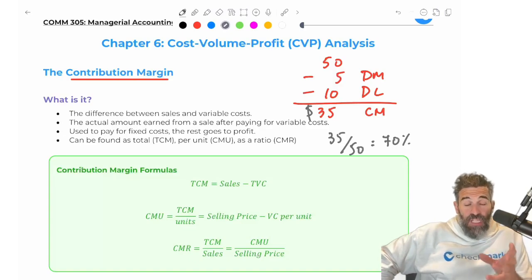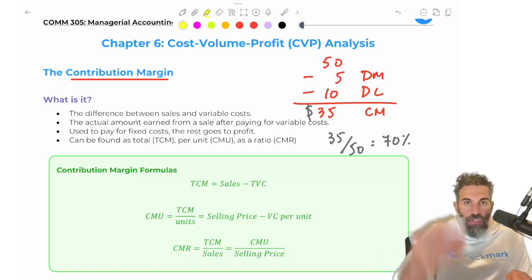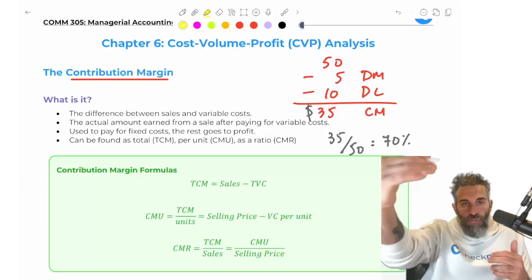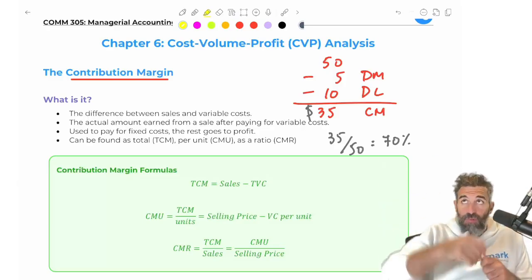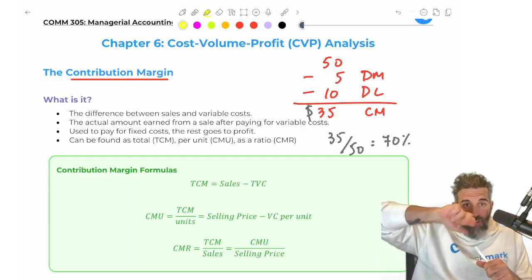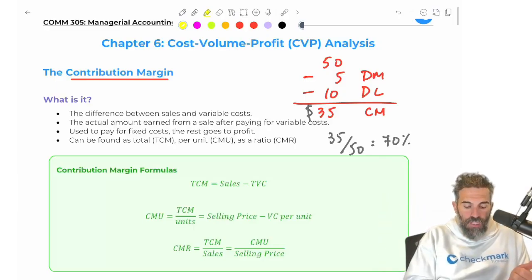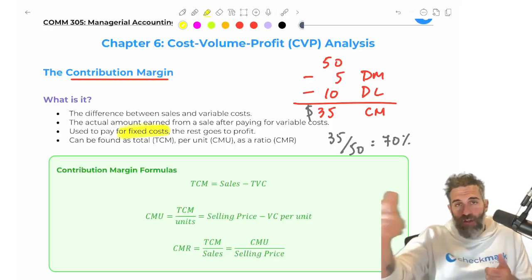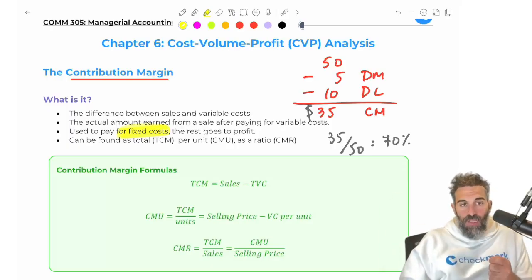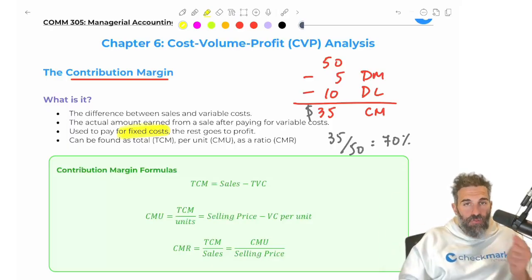Now, they're closely related, obviously. The basic idea here is you make a sale. You sell a t-shirt, for example. You get $35. Because $50 comes in, you pay for your variable cost, you get $35. That $35, that contribution margin, is what we use to pay for our fixed costs. We're going to pay our rent, we're going to pay our electricity, whatever. And whatever is left over after your fixed costs have been paid goes directly into your profit.